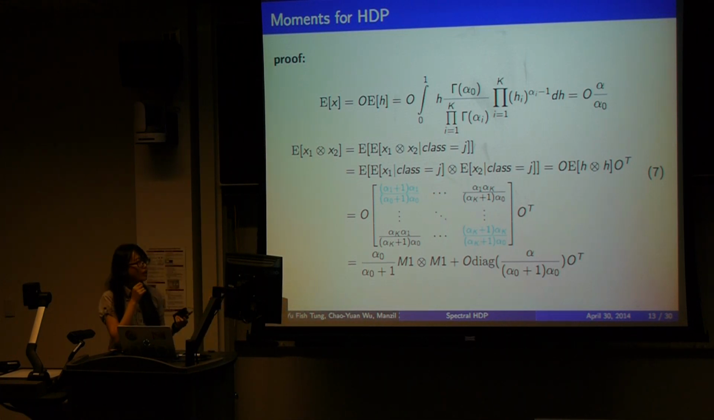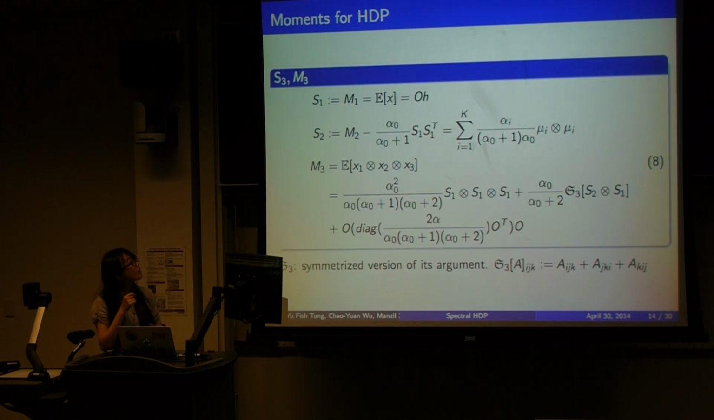So if you examine this carefully, you can find that it is exactly equal to what I wrote on the bottom. So we will have S1 and S2. Here I have to say that S stands for symmetric and spectral, and M stands for moments. So be careful of the notation. And for the third one, we can find this.